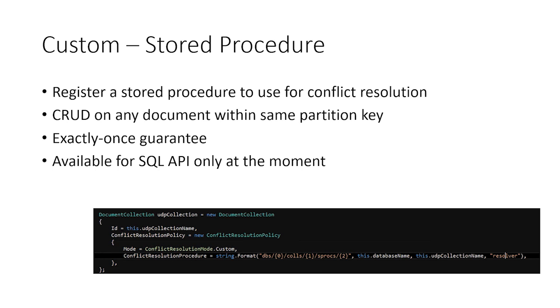I see. So Cosmos DB also offers this custom conflict resolution policy, which you can register a stored procedure and do any sorts of CRUD operations on any document within the same partition key. So this offers extreme versatility and gives you just the same features as what you would have in a regular stored procedure, except this is during the conflict resolution. We offer exactly once guarantee, which means the conflict will only be resolved once. So if you say you want to create a new document when you encounter a conflict, that document will only ever be created once.